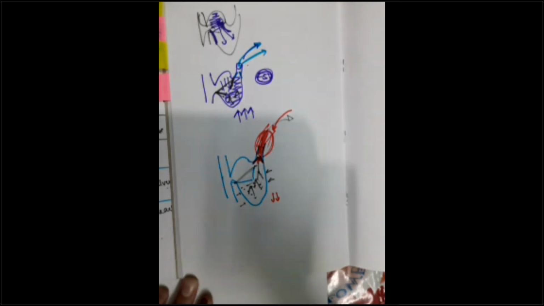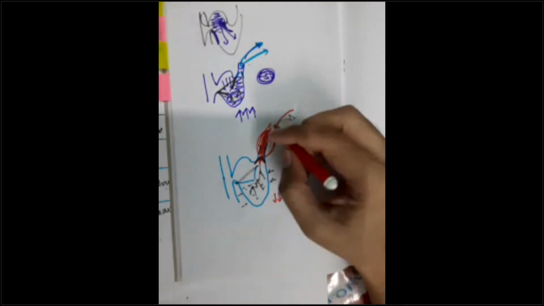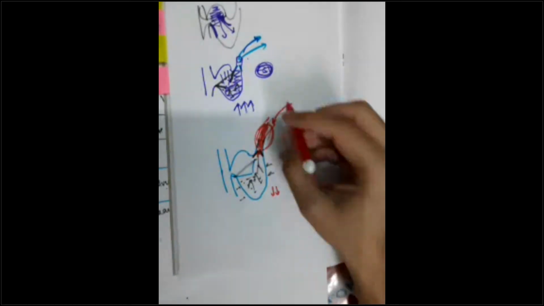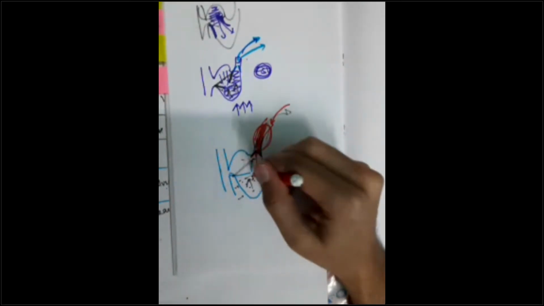Okay, I'll tell once again, guys. So this was our heart. This is our ventricle. From the atria, blood entered into the ventricle. That we have seen, all these steps we have seen.